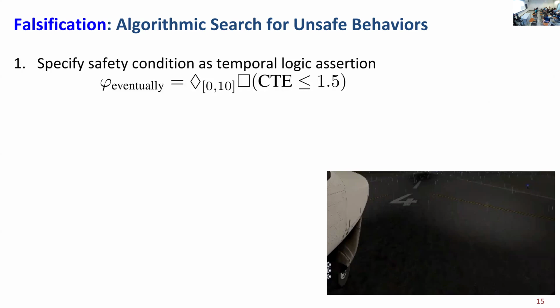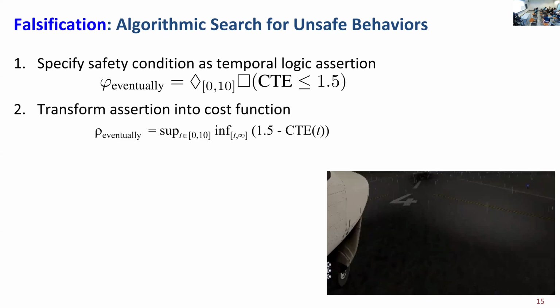So remember, the safety property was that the plane should stay within 1.5 meters left or right of the center line. So that's the cross-track error. And in the notation called signal temporal logic or metric temporal logic, this is what it looks like. So what this basically means is that after sometime during an initial 10-second period, the cross-track error should come within 1.5 meters. And it should stay there henceforth. Okay, it's sort of an initial transient phase that is allowed to be up to 10 seconds.